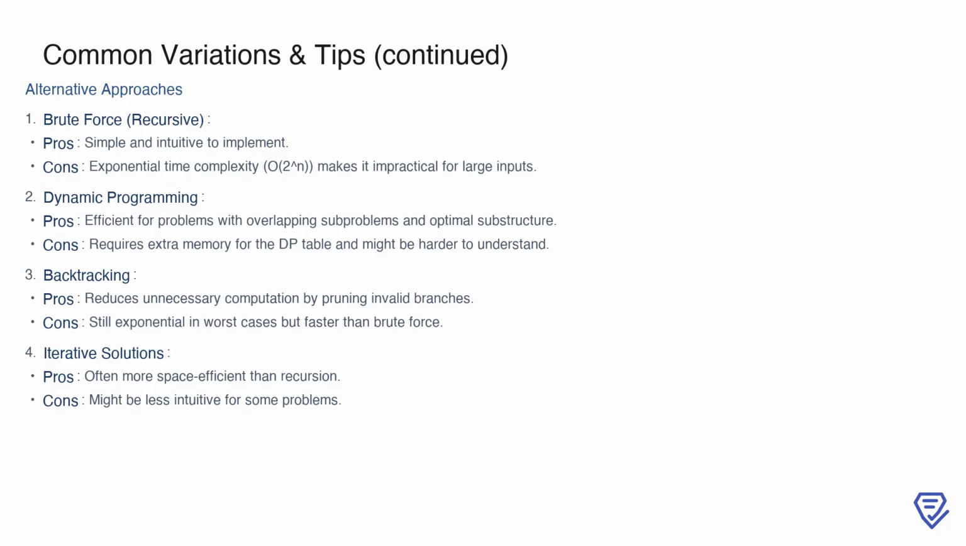Backtracking offers another option, where you prune invalid branches to reduce unnecessary computation. Although it's still exponential in the worst cases, it's typically faster than brute force. Finally, iterative solutions are worth considering. They often use less space compared to recursion, making them more memory efficient, but they can sometimes be less intuitive to design. Each approach has its strengths and weaknesses, and the best choice depends on the constraints and requirements of the specific problem you're solving.